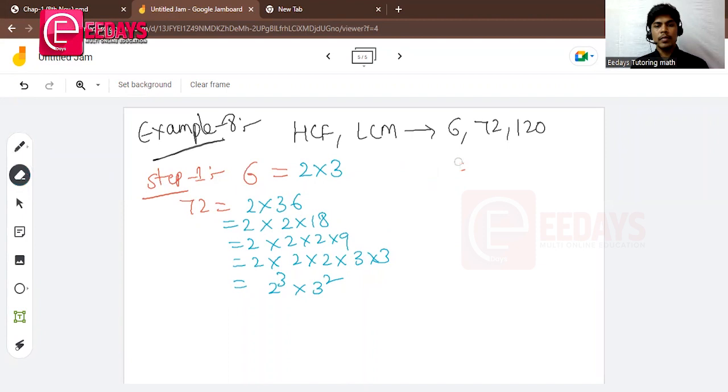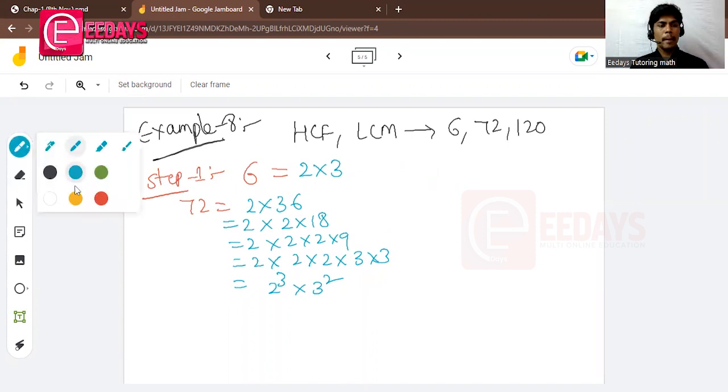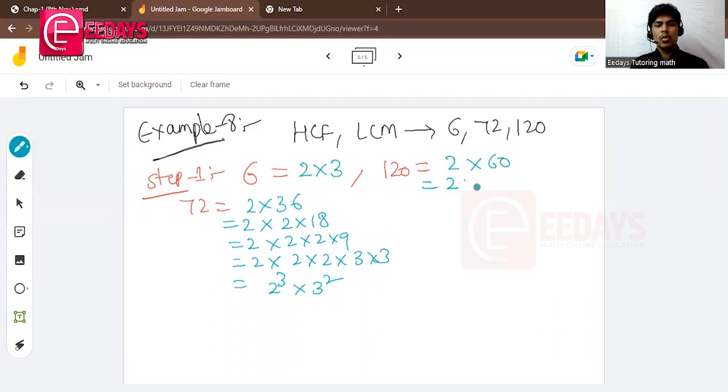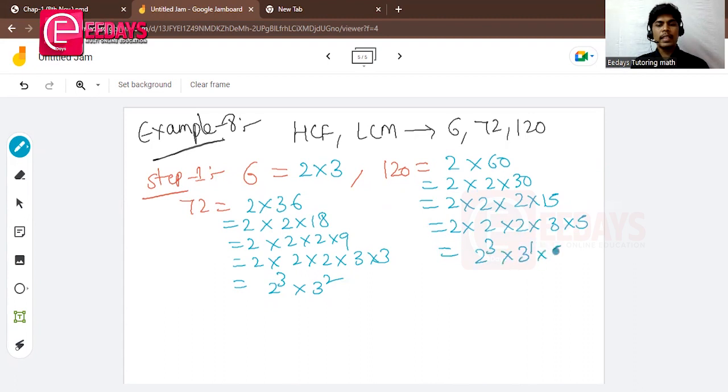When it comes to 120, we'll do 120 here. For 120, first thing is 2 into 60. 60 we can write as 2 into 30. Now 30 we can write as 2 into 15. Now 15 we can write as 3 into 5. We can stop here, because we can't split further. Now 2 cube into 3 power 1 into 5. If nothing is there, you can take power 1. I hope everyone understood.